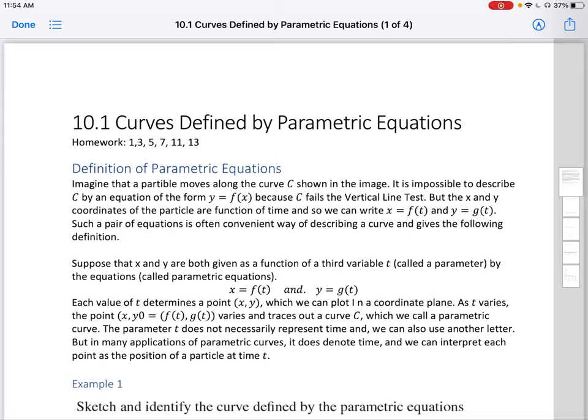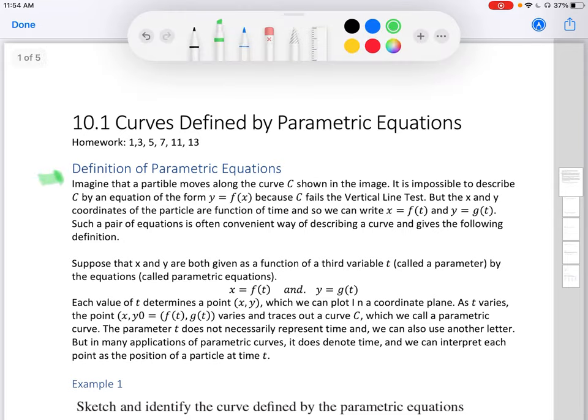Section 10.1, curves defined by parametric equations. Let's begin with the definition for parametric equations. Imagine that a particle moves along the curve C shown in the image.